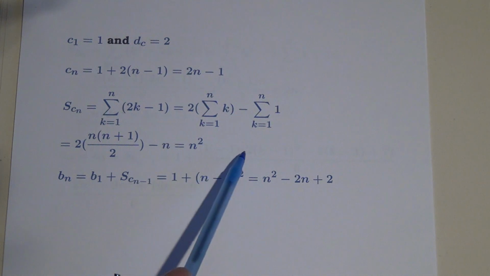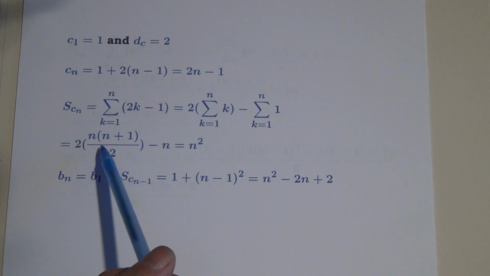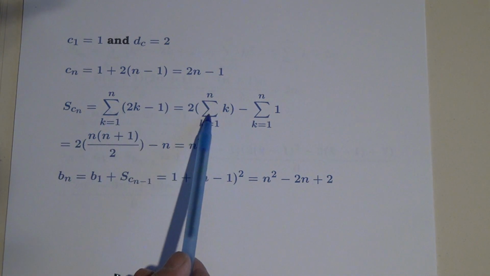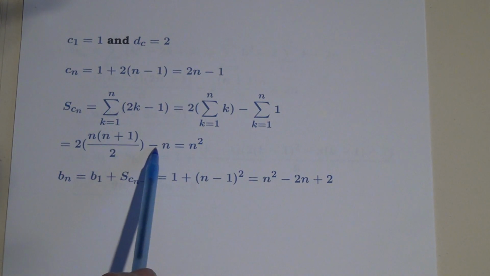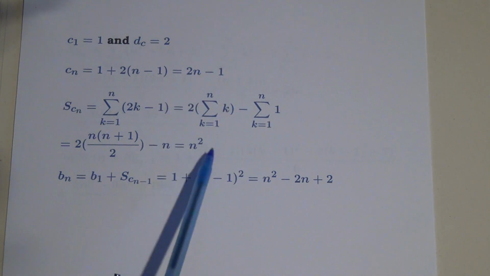This is just a symbol. When you have a symbol, nothing to do, so we have to replace it by the real expression. So 2 times sigma k, which is n times n plus 1 divided by 2, and minus n. If you don't have a k, you just multiply.